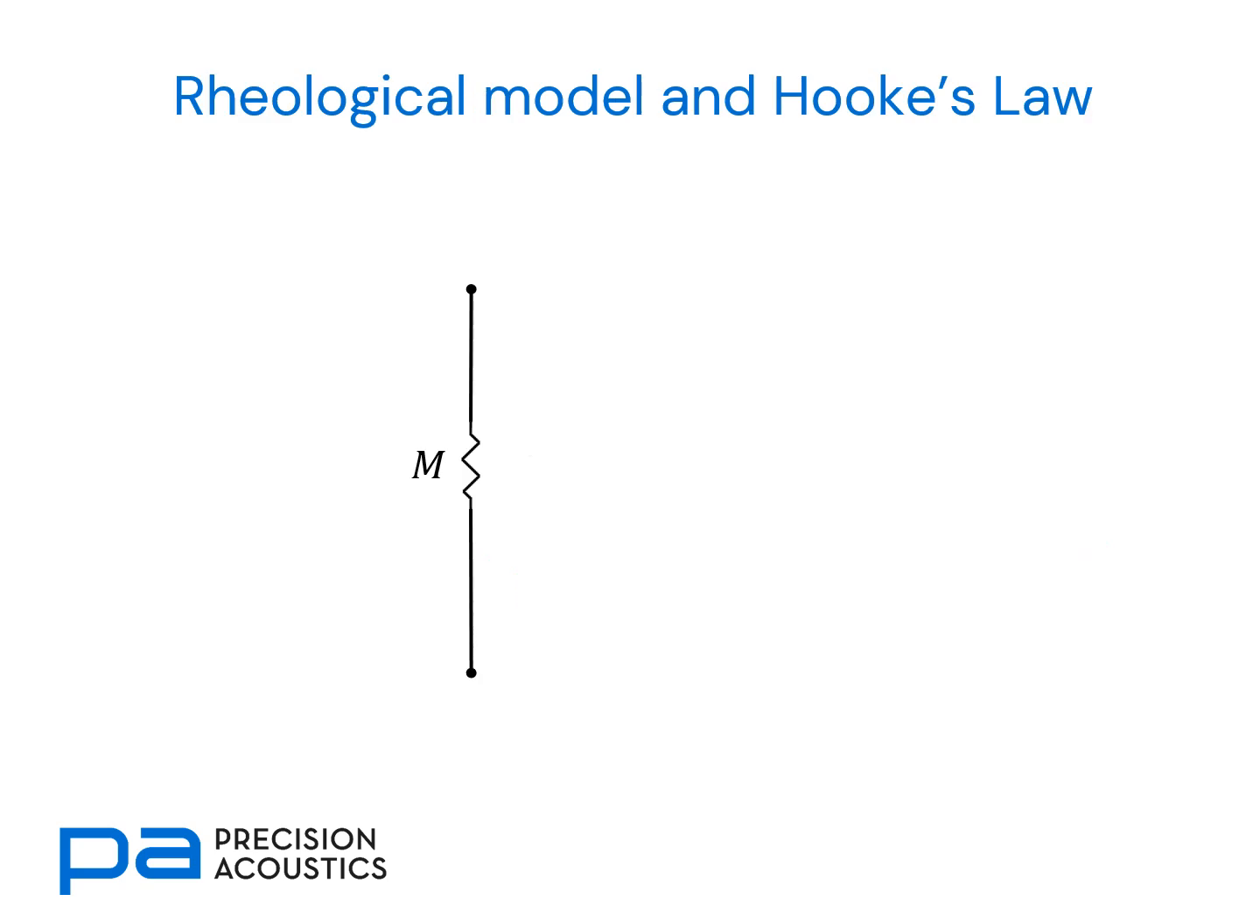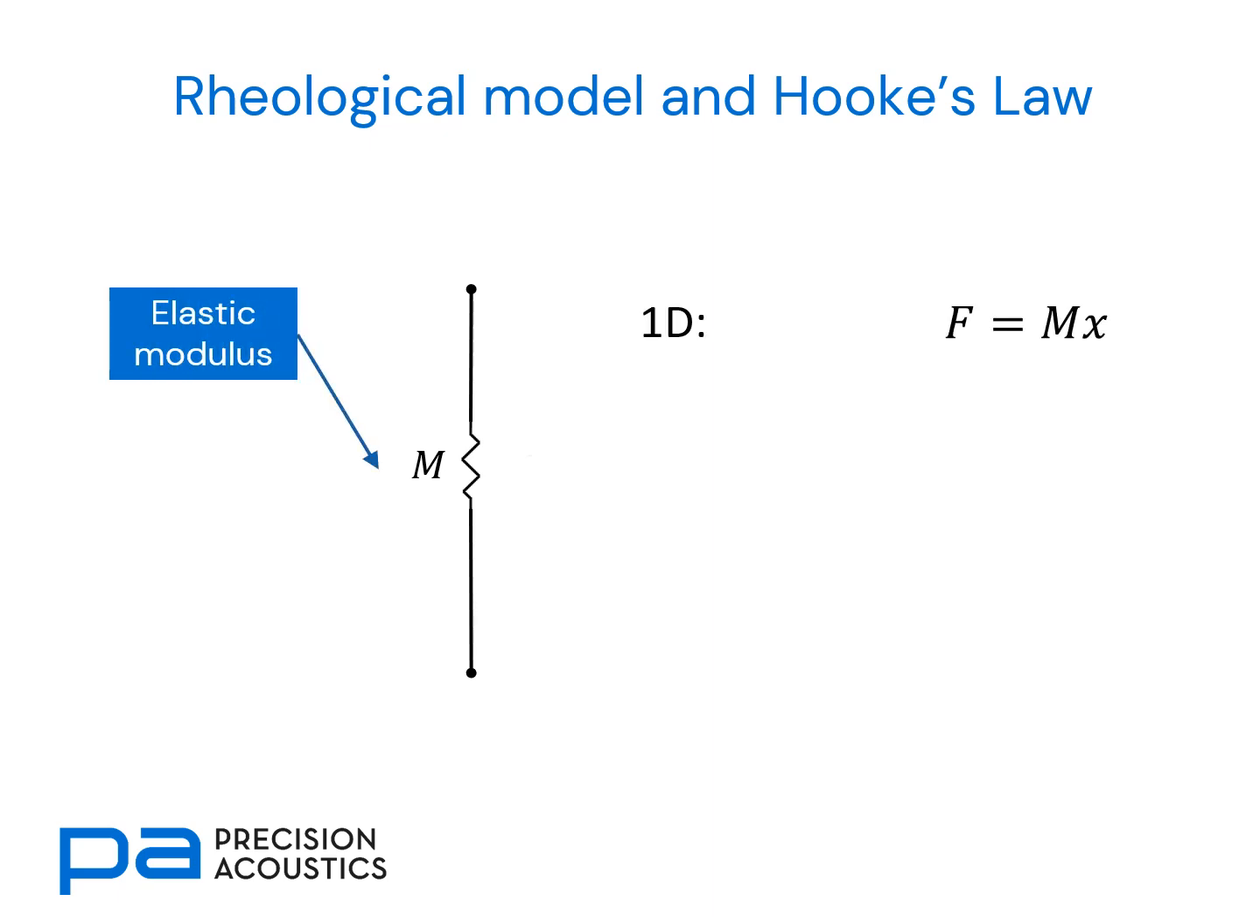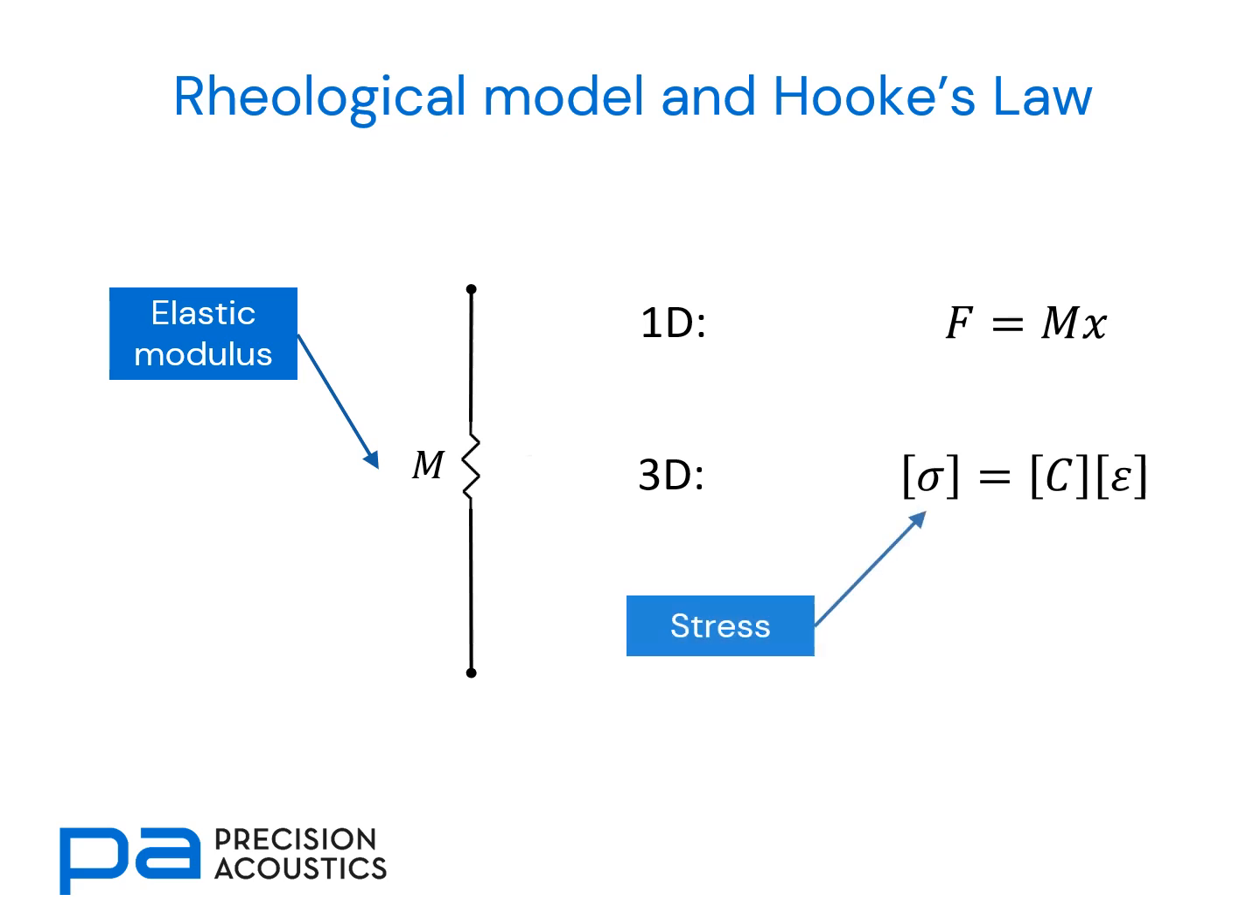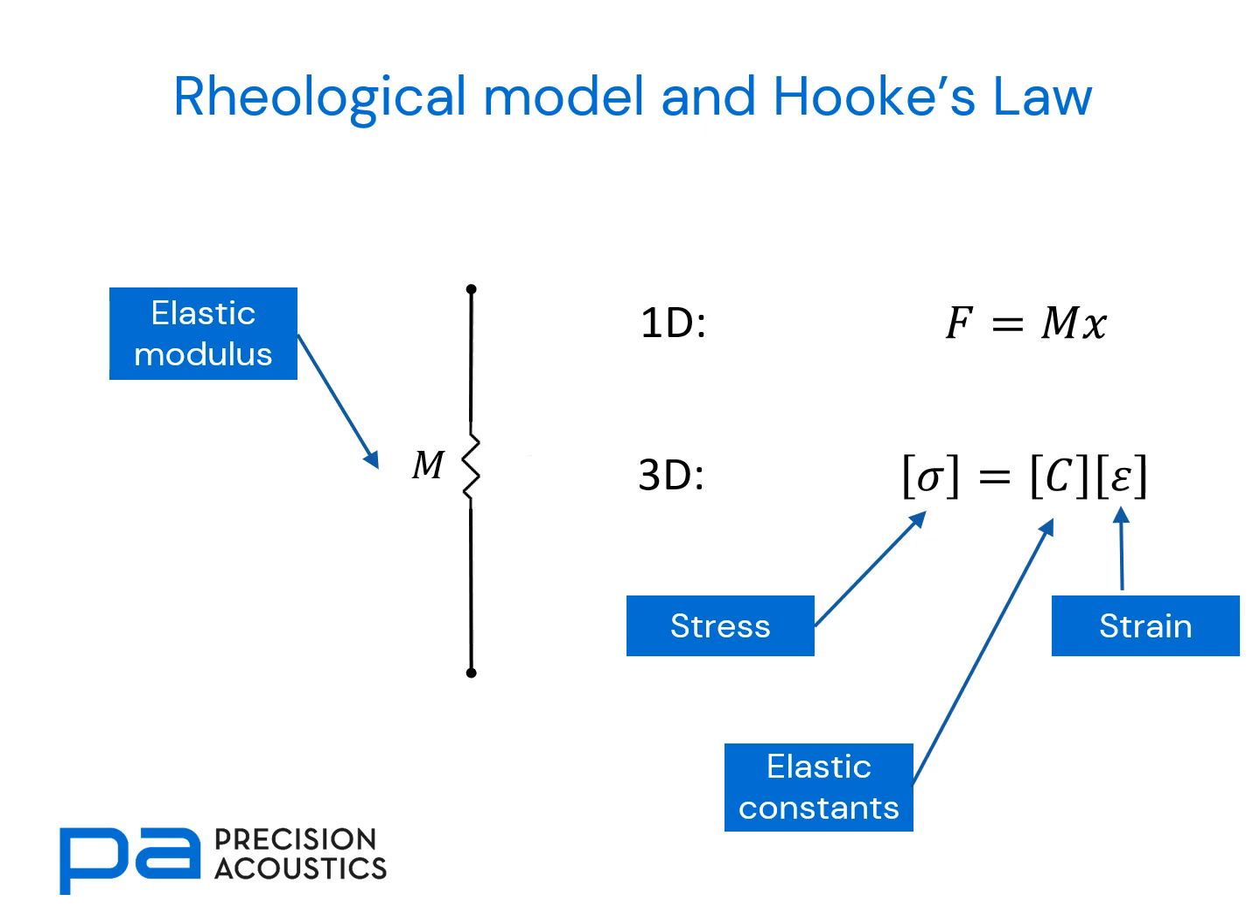We'll begin by looking at the rheological model, which for an elastic material is a single spring, denoted by an elastic modulus M. We recall from our high school physics that for a one-dimensional spring, force is proportional to modulus times extension. However, if we need to look at Hooke's law in 3 dimensions, it's more appropriate to talk in terms of stress, strains, and the elastic constant matrix.